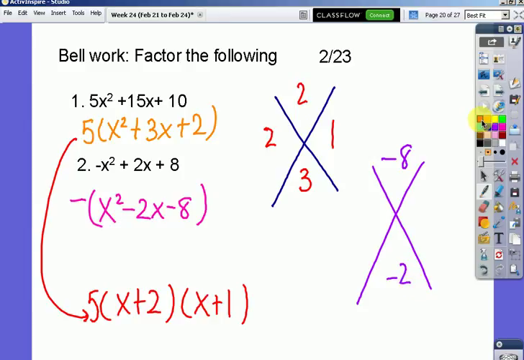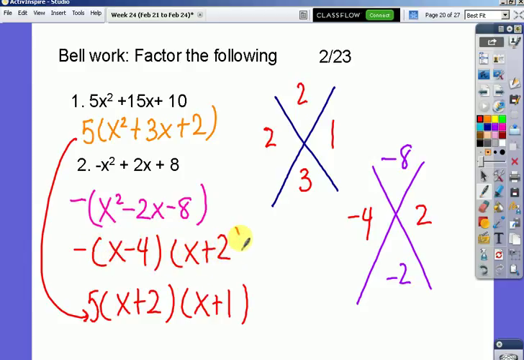What's my p and q? Yeah, -4 and 2. So I have a negative, and then I have x minus 4 times x plus 2 for this answer. So any questions on this?